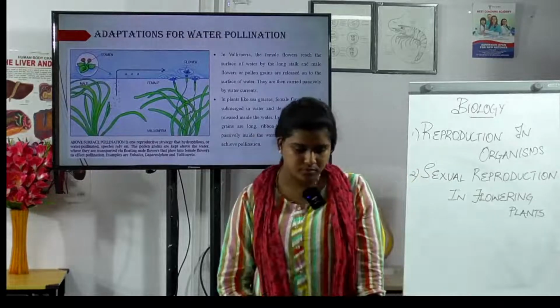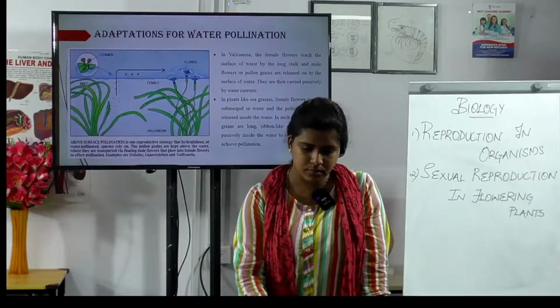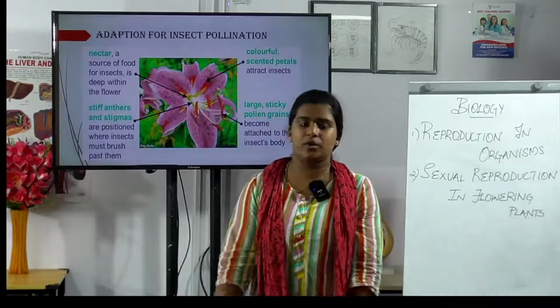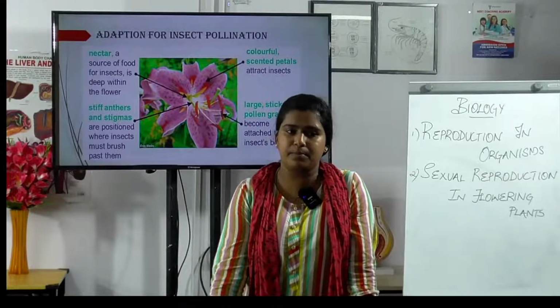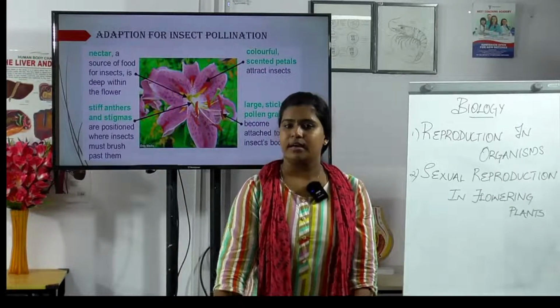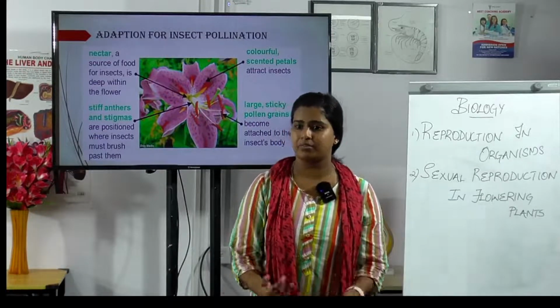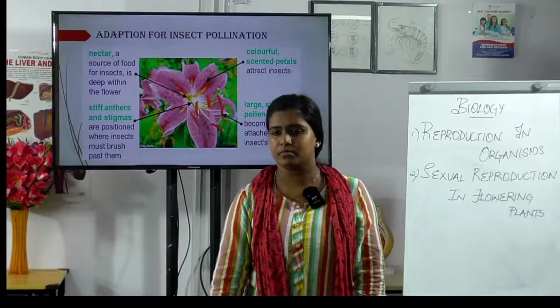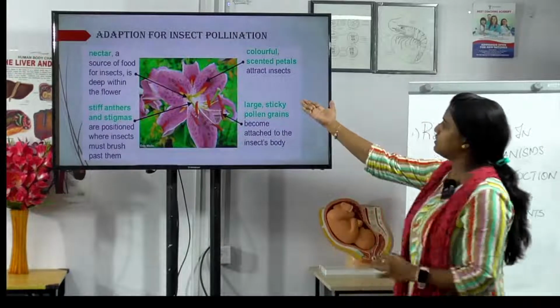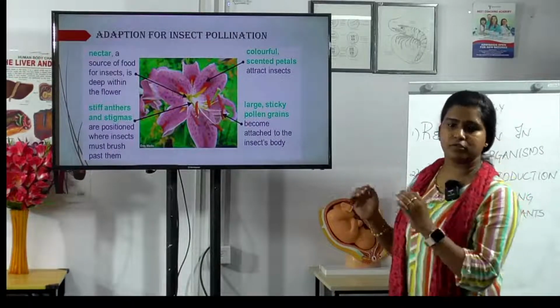Okay, and the next one is adaptation for insect pollination. What are the criteria for the plant? How will they be? Bright color. Bright, yeah, nectar, scent, color, they will be very colorful. Why? To attract the insects. Yes, to attract the insects. And the nectar, why do they have nectar? It is a source of food for the insects, and it is deep within the flower.